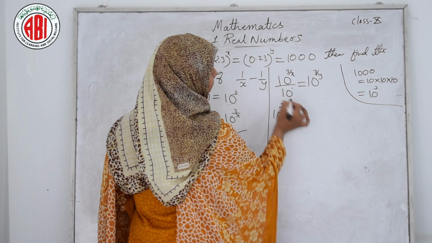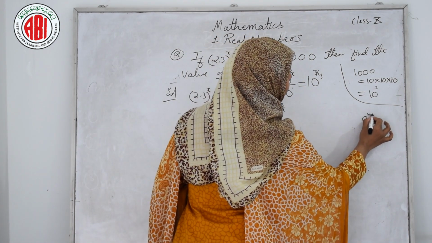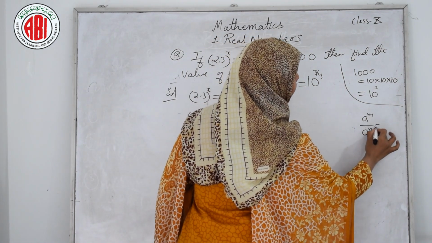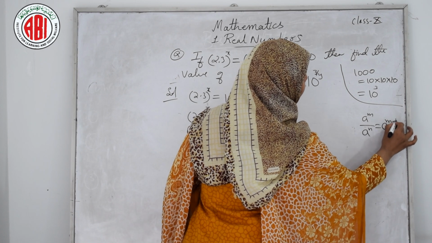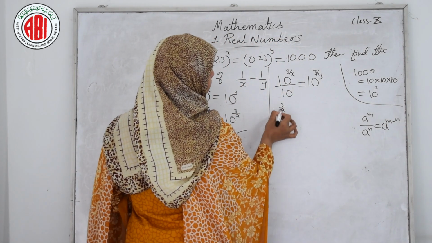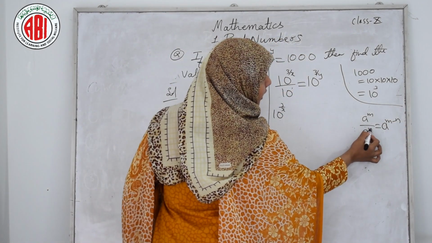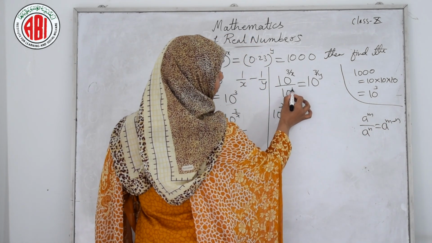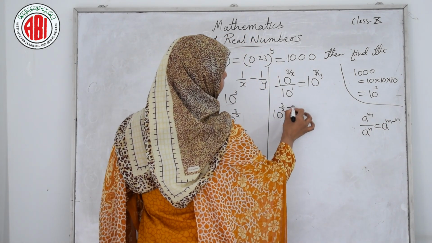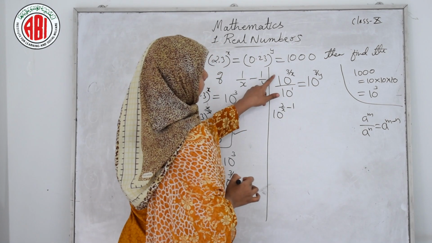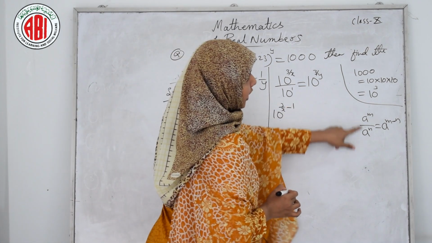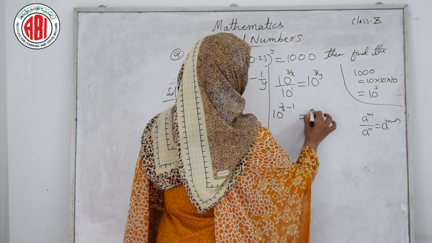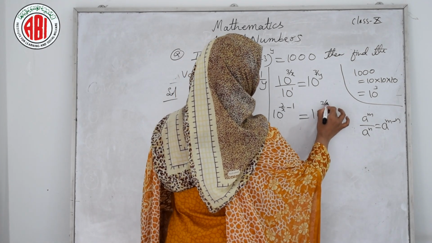Bases are the same. Now we have an identity: a power m by a power n, this we can write as a power m minus n. Similarly, 10 power 3 by x, this n becomes minus n. So what is the exponent of 10 here? 1. So we are writing minus 1 as the exponent. This we are substituting in this form, that is equal to 10 to the power 3 by y.